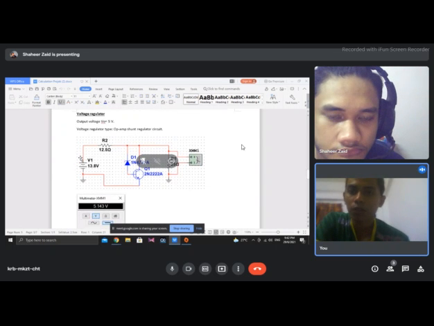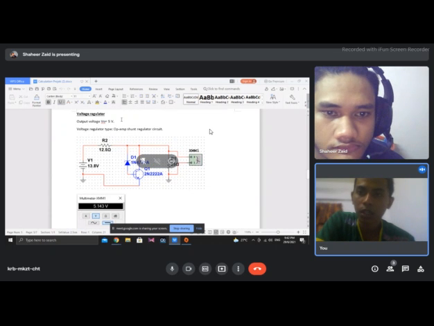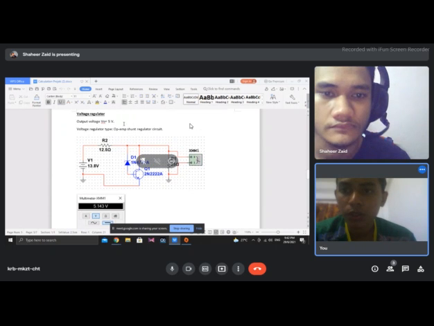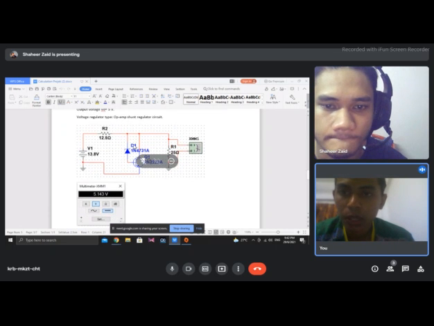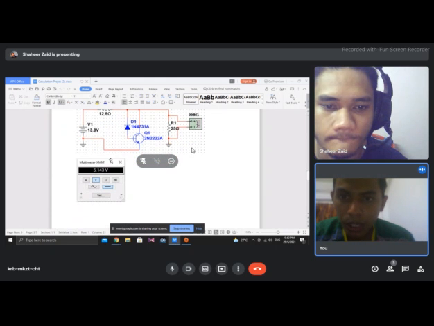So for our voltage regulator, the output that has been given is 5 volt. We use the type of OPM shunt regulator circuit. We have designed the OPM shunt regulator circuit as shown in the figure. The output that we get from the circuit is 5.143 volt.